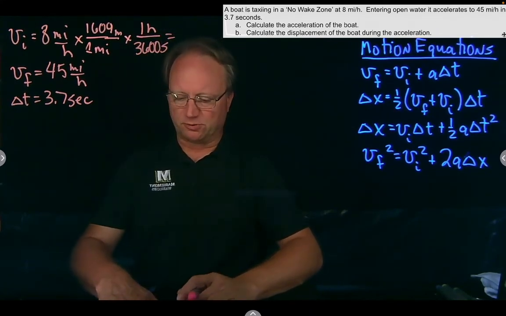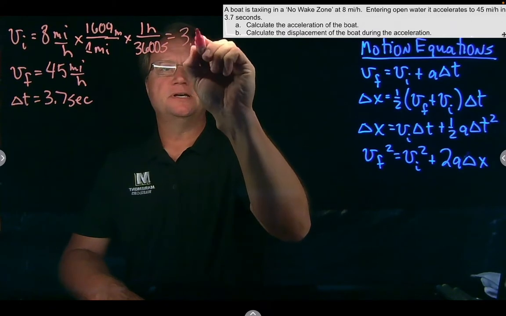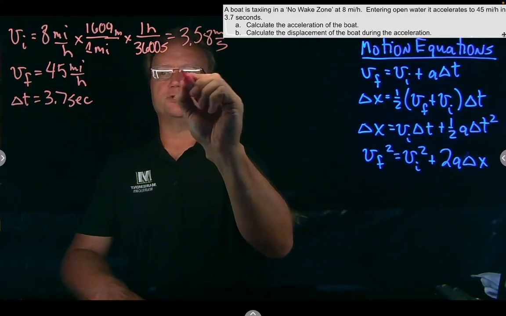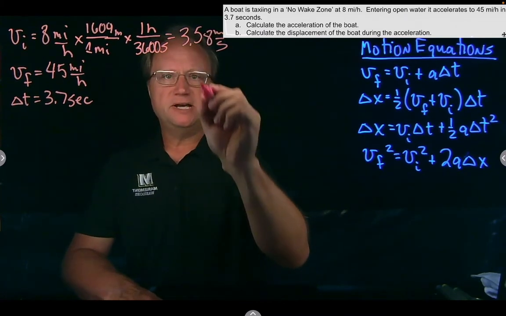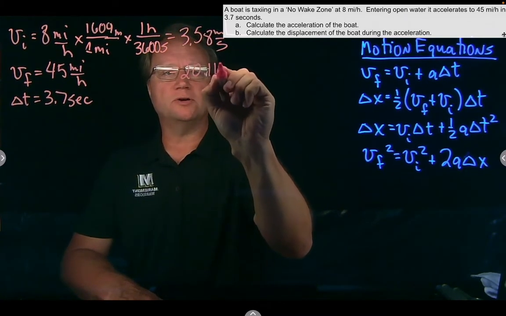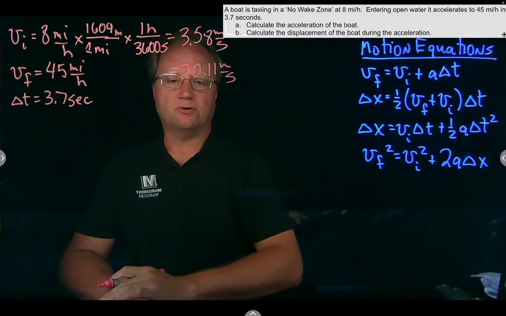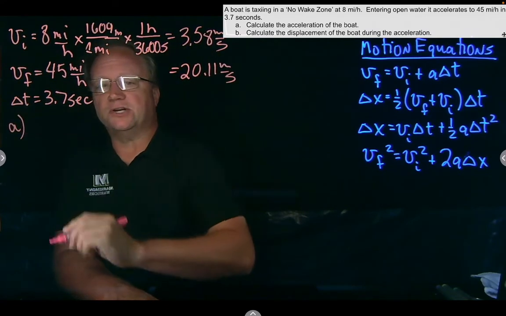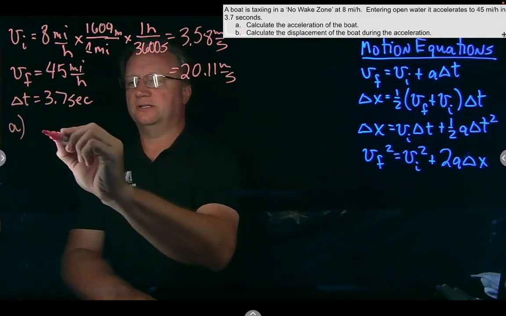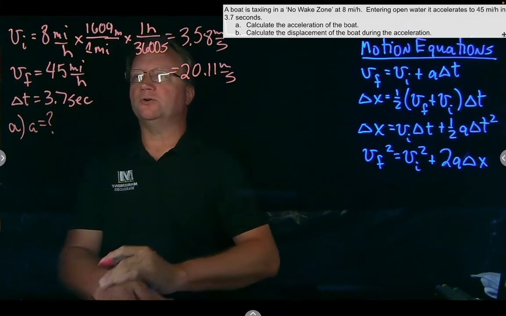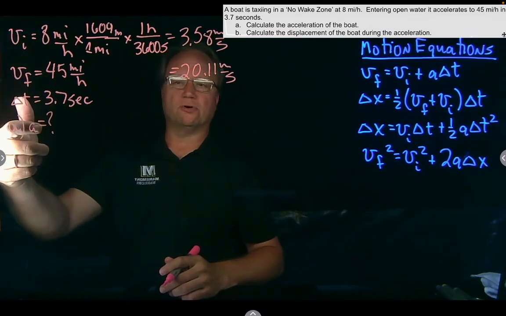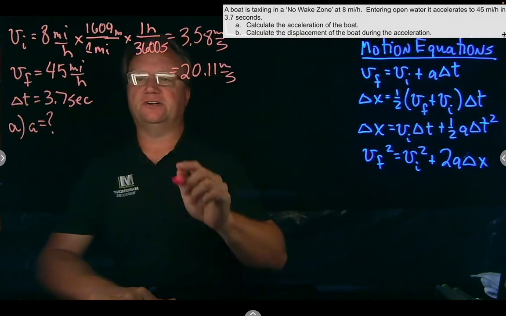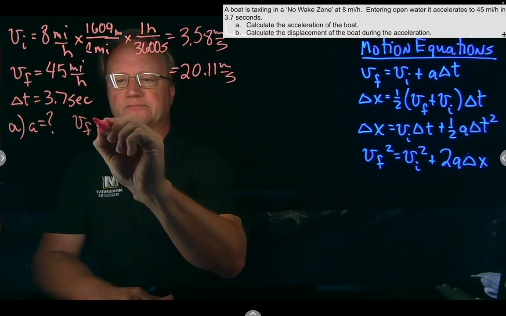So then 8 miles per hour converts over into 3.58 meters per second. If we do the same conversions across our 45 miles per hour, we will get 20.11 meters per second. Now we're ready to select a motion equation and plug in values. So to be able to calculate the acceleration, I need one motion equation that has these 4 variables in it. Well, the first equation has all 4 of those variables. So I'm going to write the equation out.